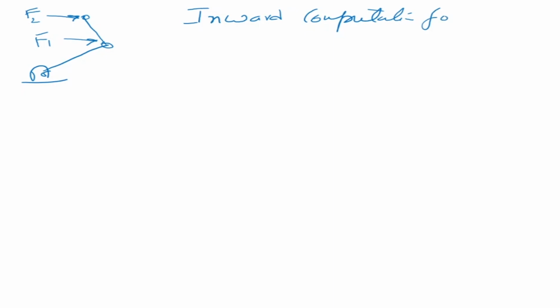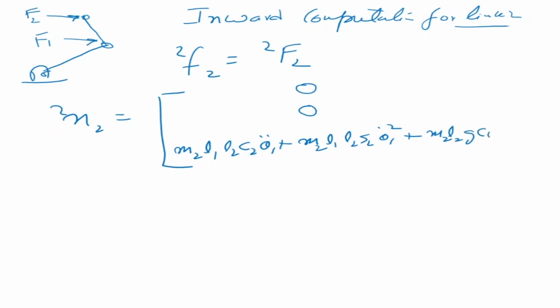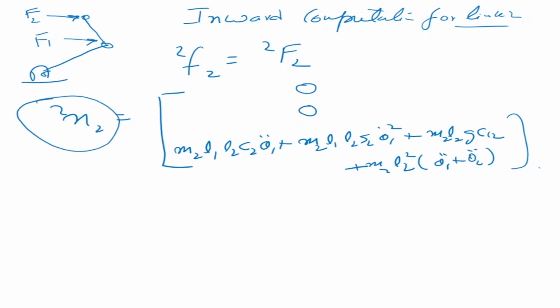So we do the inward computation for link 2, and that gives us small f2 is equal to capital F2, and N22 is equal to, this is the moment acting at the joint 2, which is equal to 0 0, and here we get M2 L1 L2 C2 theta 1 double dot plus M2 L1 L2 sine 2 theta 1 dot squared. All you need to do is to just use those previous equations, put in the values, and we get the final torques acting, plus M2 L2 squared theta 1 double dot plus theta 2 double dot. Okay, so this is the torque acting at the second joint. Okay, now so this is the torque acting at second joint about the z-axis. So it is torque 2 actually.